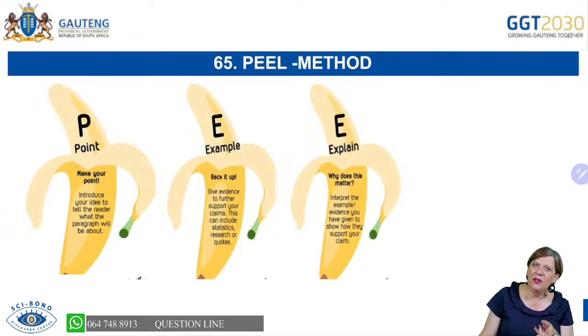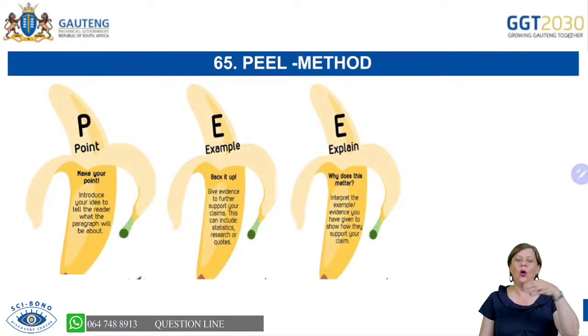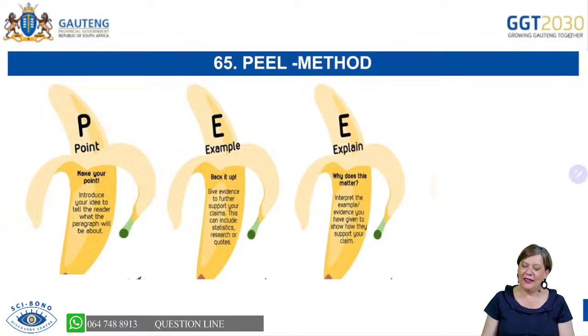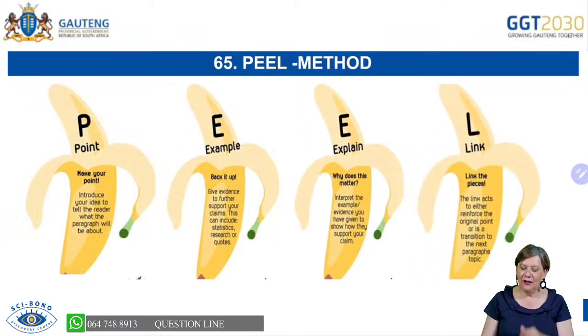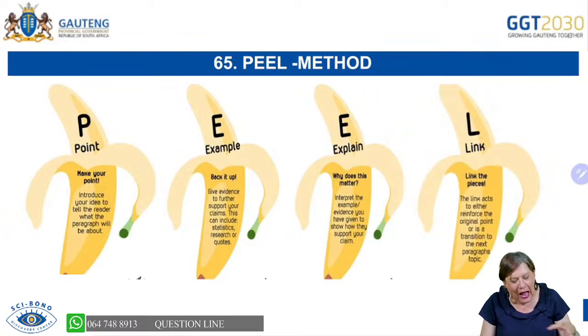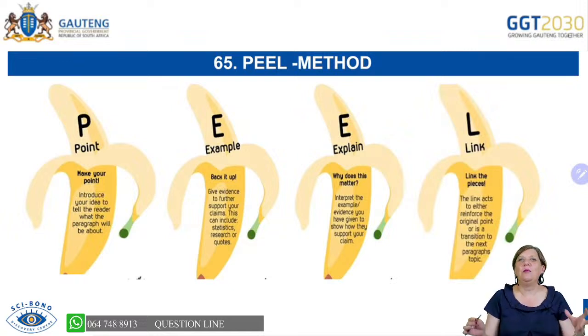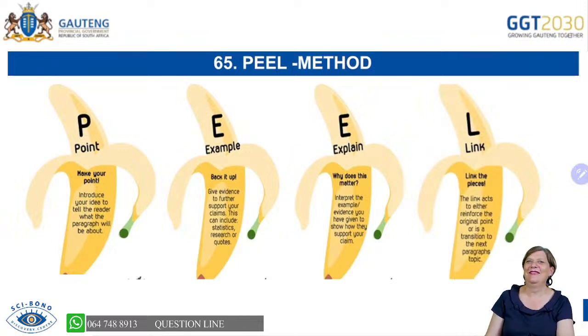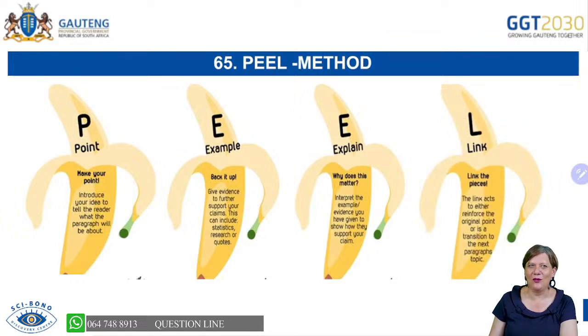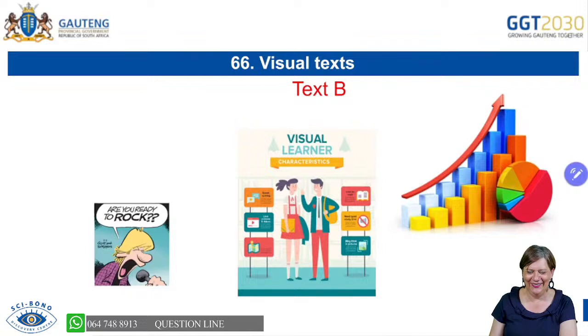You can first start with the explain and then the example, or you can start with the example and then explain. And then lastly, link it. In other words, show us how everything fits together. Tie up all your knots so that you have a brilliant paragraph. If you use our PEEL method, you're going to get brilliant marks, I promise you. Even use it in your literature, please, too, as well.